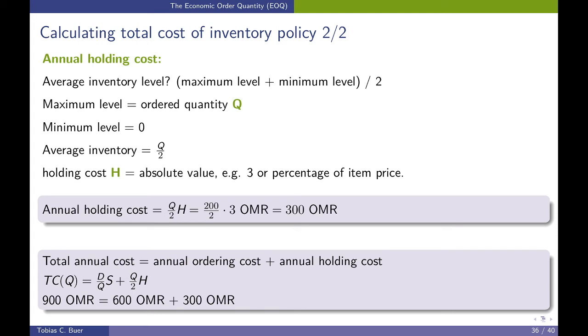Now we have the two parts. We just need to add them up to get the total cost function. So the total cost, depending on the order quantity, is equal to D over Q, the annual demand over the order quantity, times S, the setup cost, plus the order quantity divided by 2 times the holding cost. And for this example, this would be 900 Omani Rial in total.